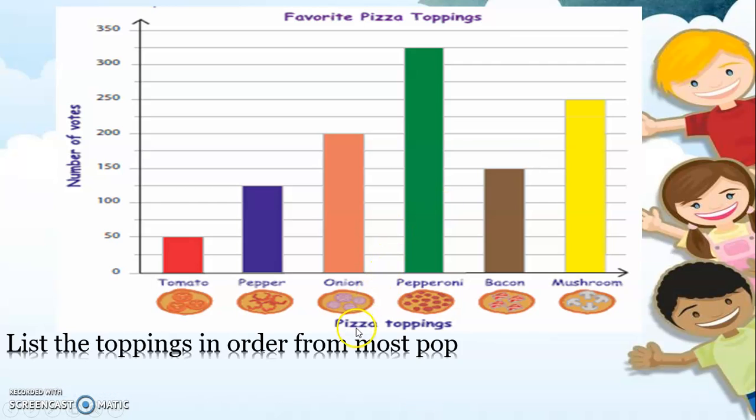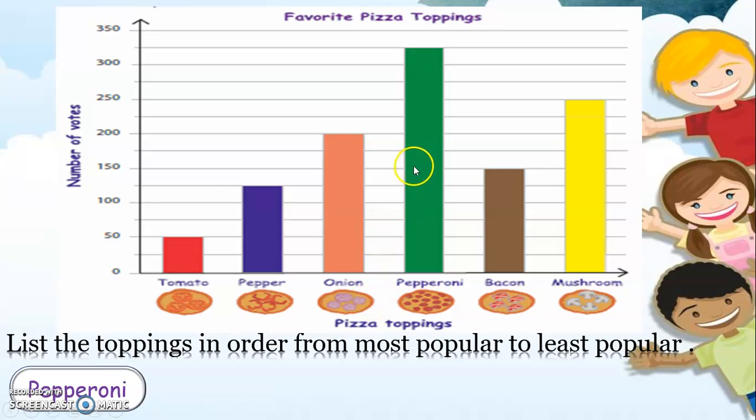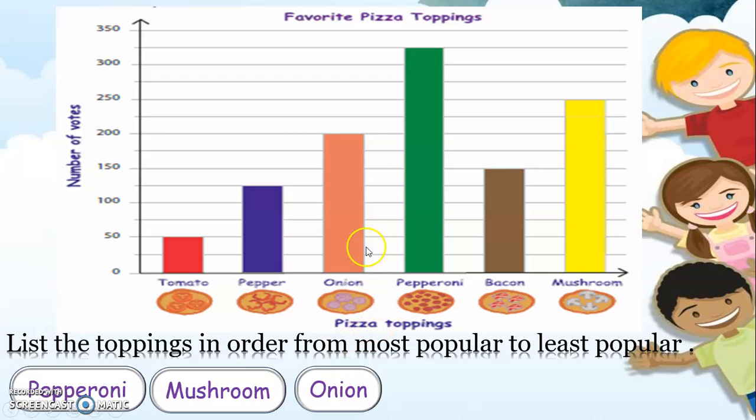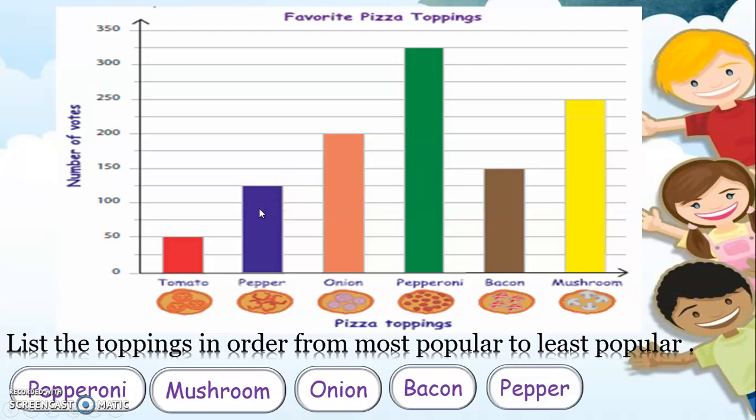Let us have another one. List the toppings in order from most popular to least popular. Most popular means the highest number of customers, which is the pepperoni. Next to pepperoni is the mushroom. Next to mushroom is the onion. Next to onion is the bacon. Next to bacon is the pepper. And the least popular is the tomato. So this is the order of toppings from most popular to least popular.